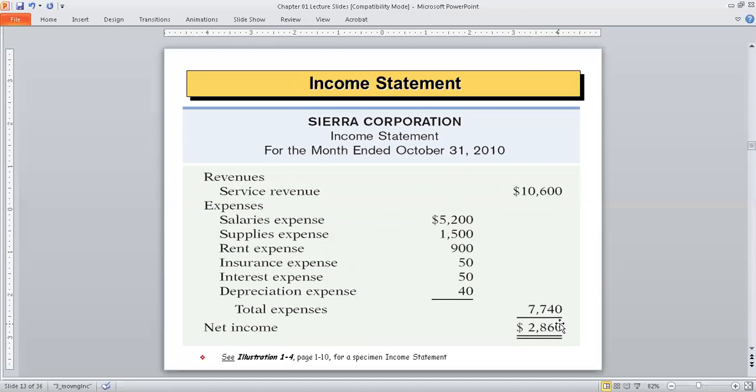All right, it's a relatively simple financial statement, at least until we get to chapter 5. When we get to chapter 5, we're going to make some big changes to the income statement. The format of the income statement that we learn in chapter 1 is referred to as a single step income statement. But for now, it's a relatively simple financial statement.